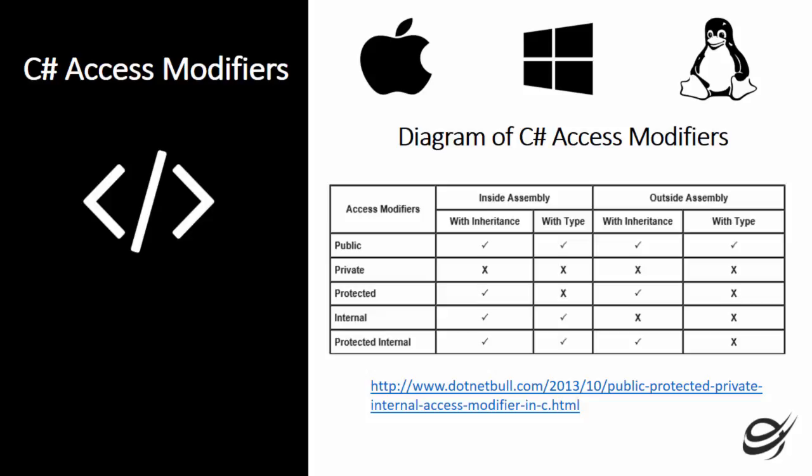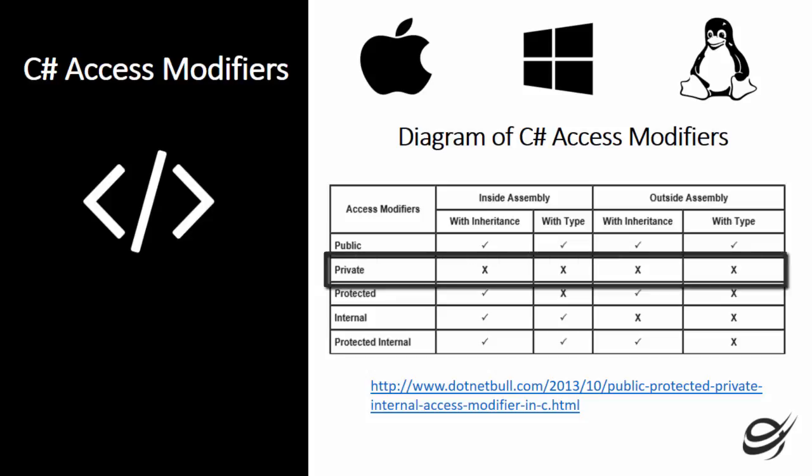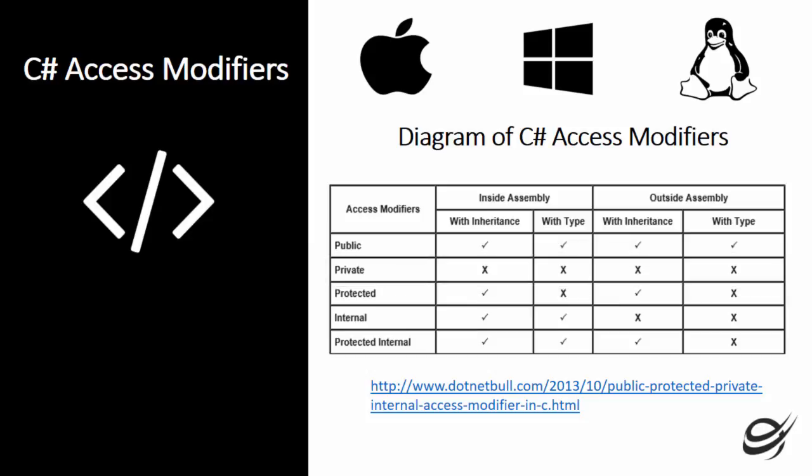The second one on this table is private. And you can see that it's not accessible inside or outside of the assembly with inheritance or with the type. Private members are only accessible within their own type. So if you have a private variable, as we did in our first class, and you try to initialize that variable in another class file, you're going to get a runtime error, because with the private identifier, it must be only accessible within its own class.